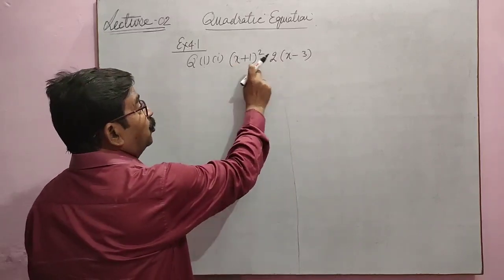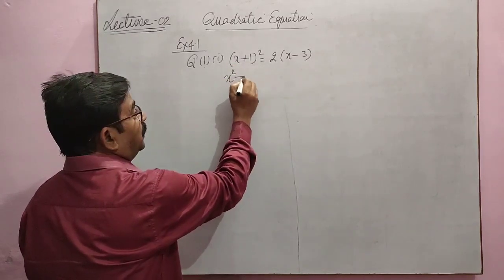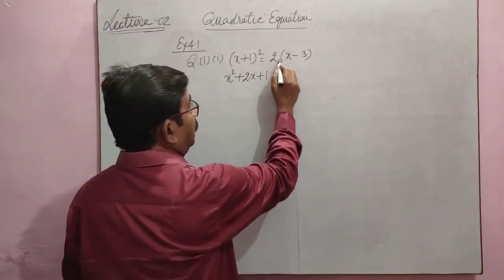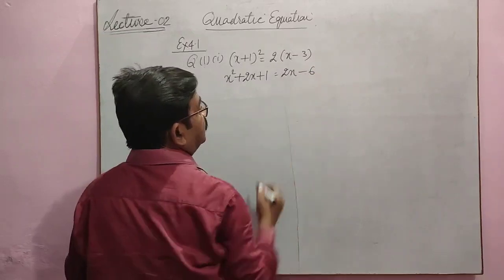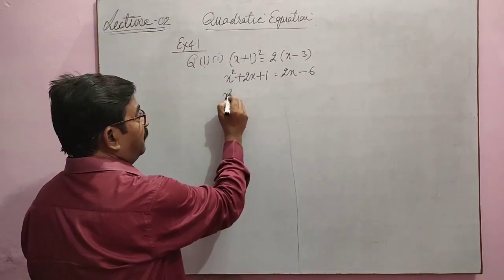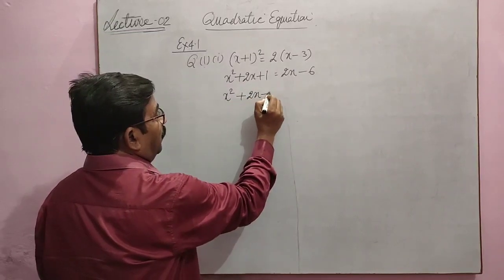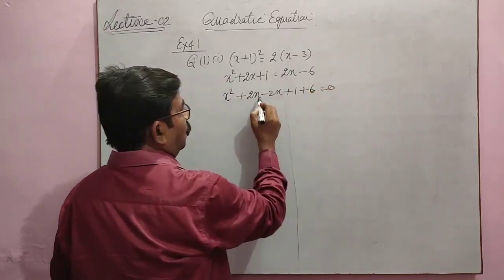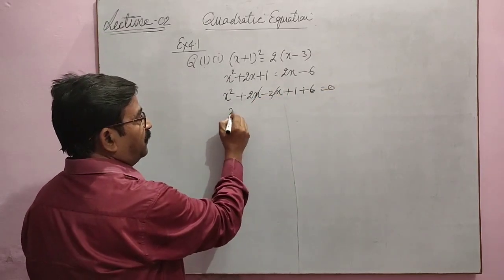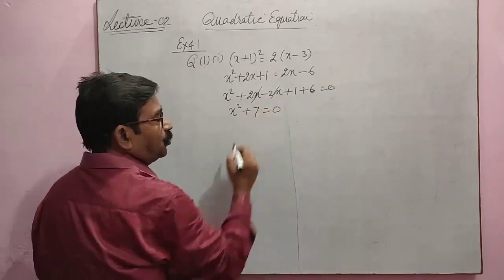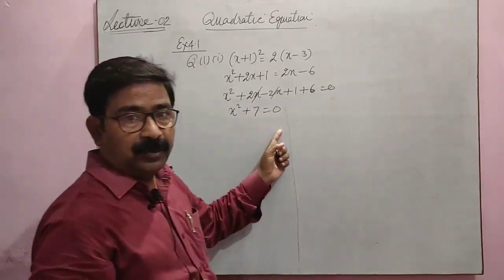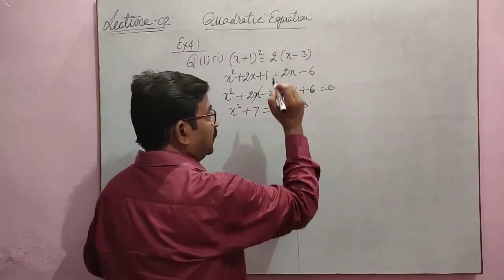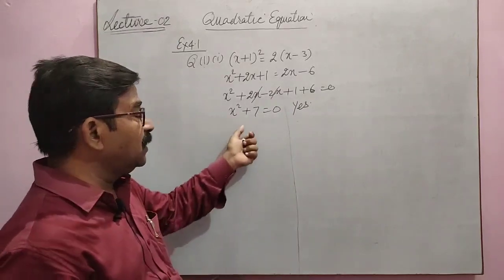So let's see. This is a whole square. Break this: x square plus 2x plus 1, using (a plus b) whole square. Here we have 2x minus 6. Bring all the terms to one side. We have x square plus 2x minus 2x plus 1 plus 6 is equal to 0. Plus 2x and minus 2x will go. We have x square plus 7 is equal to 0. It is a polynomial, an equation of degree 2. So its answer is yes. It is a quadratic equation.